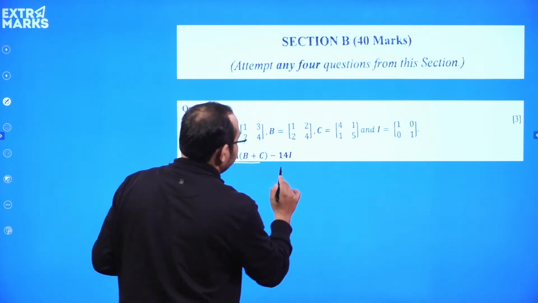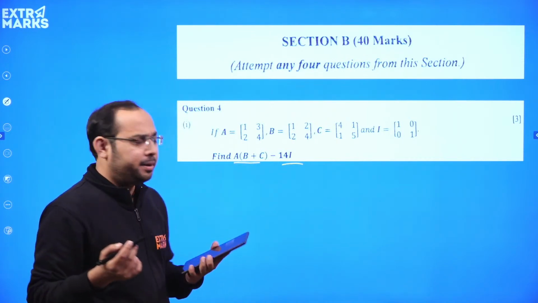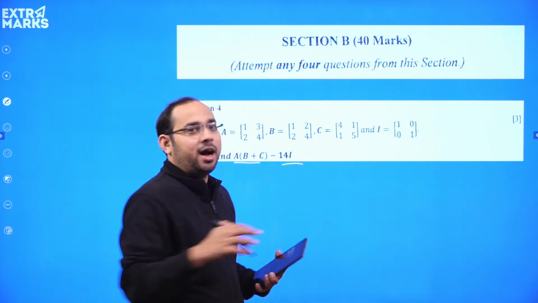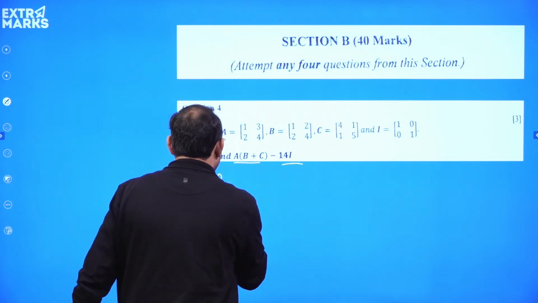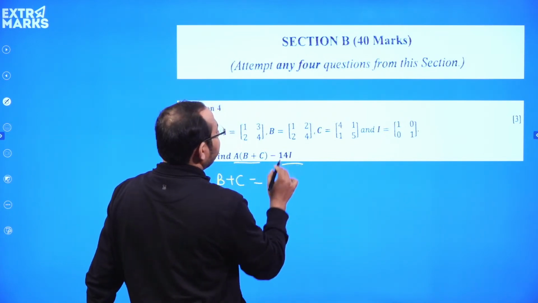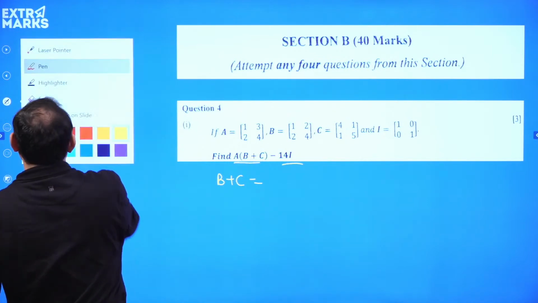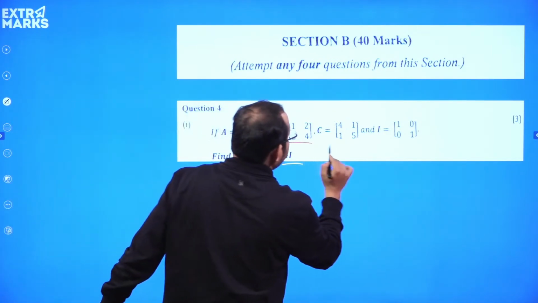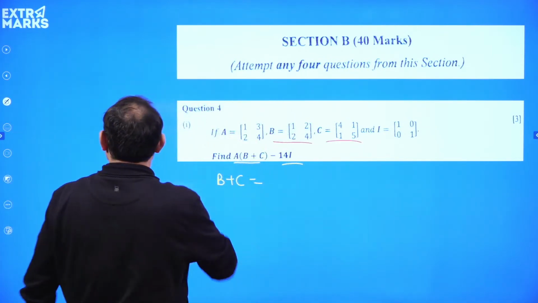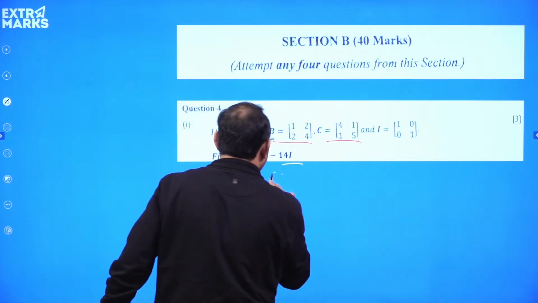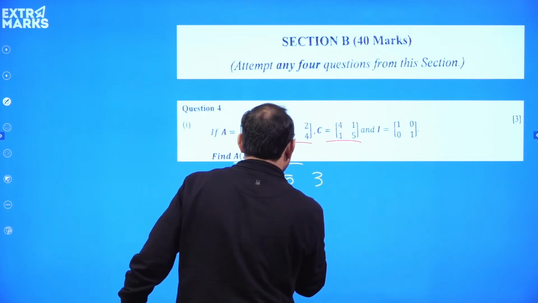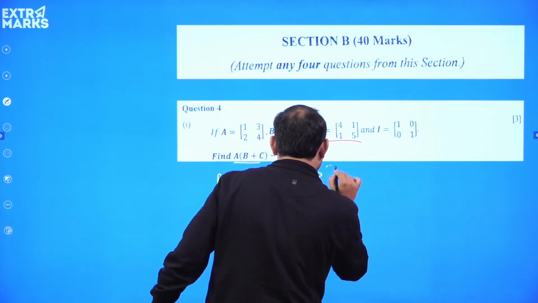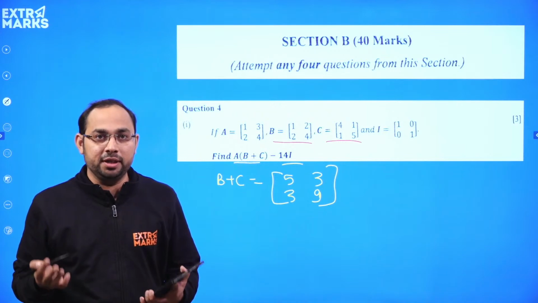A times B plus C minus 14I, identity matrix, right? We'll start with the part B plus C, as we know, the BODMAS rule. Basically you will add B and C. What will you get? You will get 5, 3, 3, 9. This is what B plus C will come.